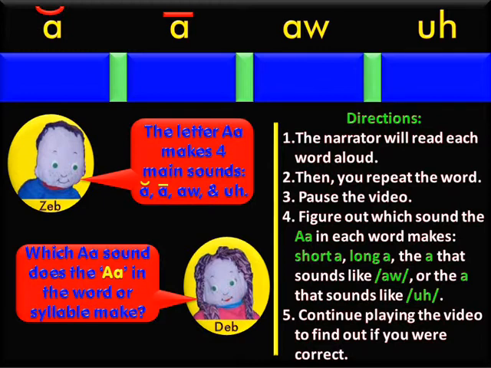If the A in that word makes the aw sound, then on the following screen, that word is going to float up to the third slot. And finally, if the A in that word makes the fourth sound, then on the following screen, that word will float up to the fourth slot. After that, you continue playing the video to find out if you were correct. Have fun with this.